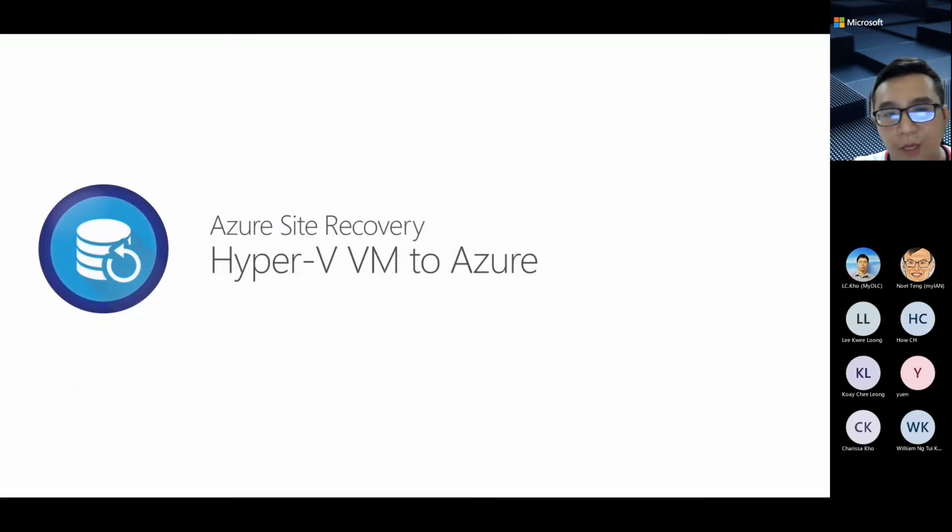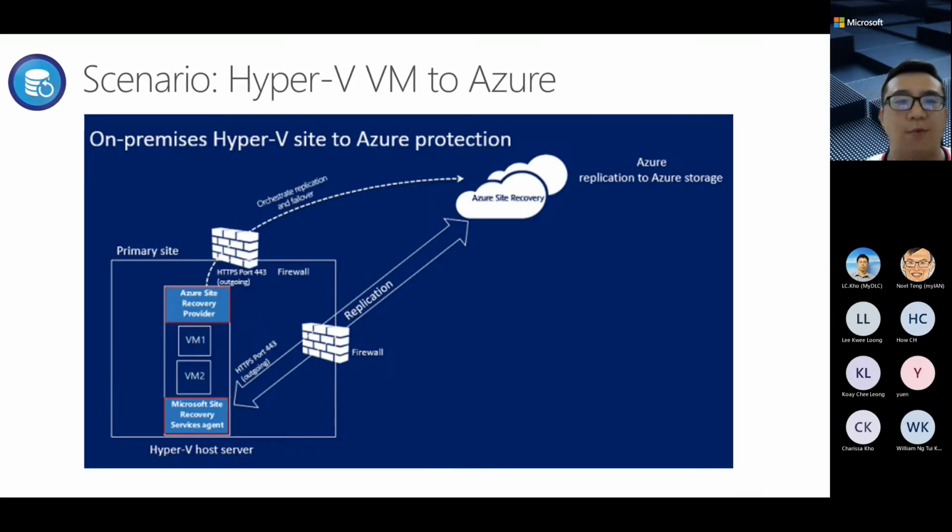Okay, so let's look at the first scenario, Hyper-V VM to Azure. And I believe, like what I said, this is the most common scenario. So before we start the demo, let's take a look at this architecture. So this is the on-premise site, okay? And then we have the VM. The VM is actually running on top of Hyper-V. And because it is on top of Hyper-V, the Hyper-V is already ready with the infrastructure, so you don't require any other extra servers.